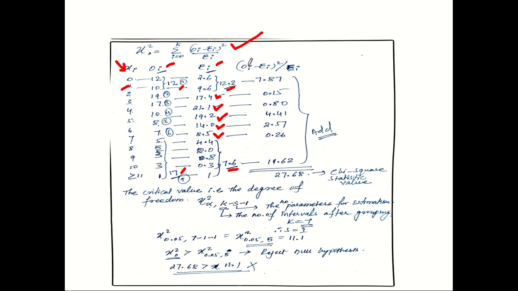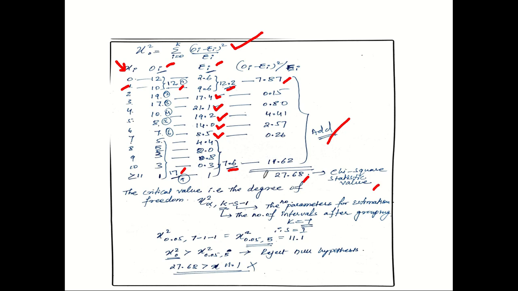After this you have to find (Oi minus Ei) whole square divided by Ei. In the case of the first value, Oi is 12, so (12 minus 12.2) whole square divided by 12.2, and we get 7.87. Similarly, you find it for all the class intervals, right? After finding the (Oi minus Ei) whole square divided by Ei value for all the class intervals, you add all these values. We get 27.68. This value is called the chi-square statistical value, right?